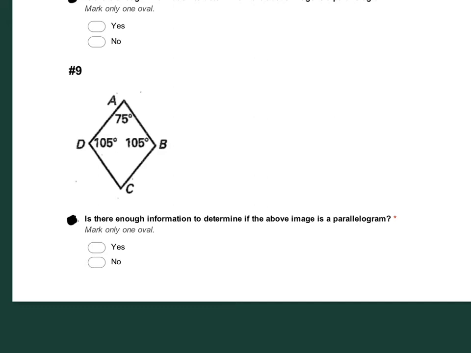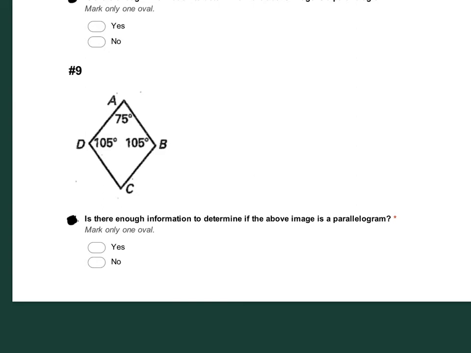Again, wants to know if we have enough info to make this a parallelogram. So take a look. You got these two are 105. This one's 75. You don't know what angle C is, but I bet you could figure it out. Do a little math with these 3 angles to figure out what this guy is. And then know your rules about opposite angles. Is it a parallelogram? That's number 9.